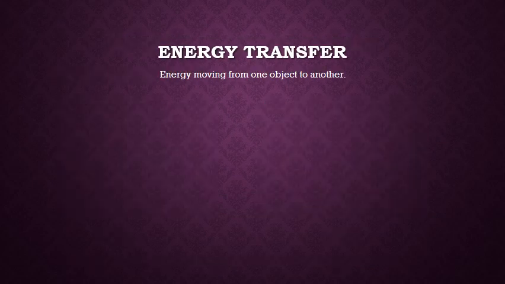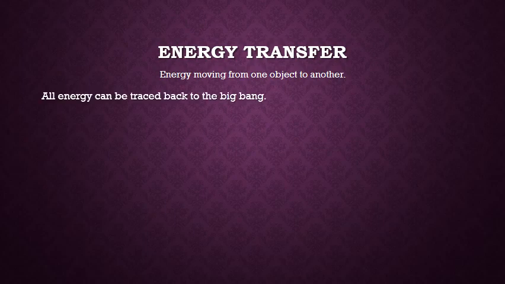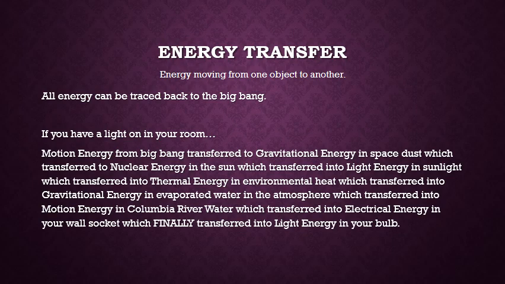The other way energy can move around a system is called energy transfer, and that's when energy moves from one object to another. If you think of anything in your life that has energy, you can actually transfer that energy back to the Big Bang. So you can have energy transfers all the way back to the original motion of the universe, which was the Big Bang.